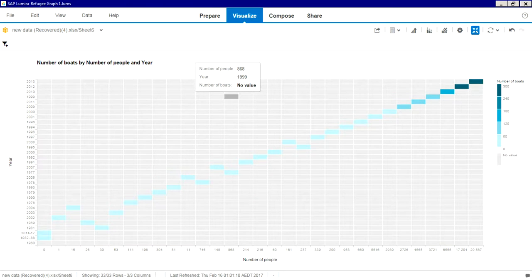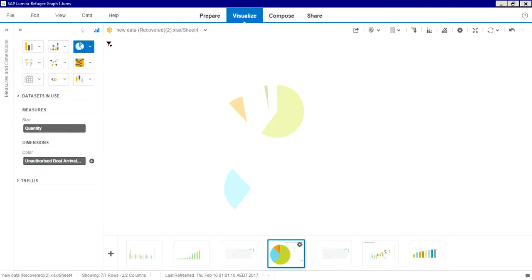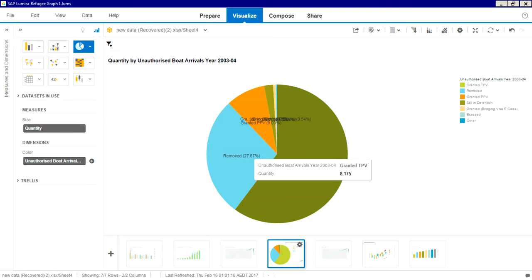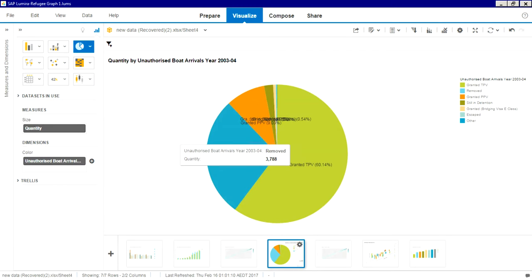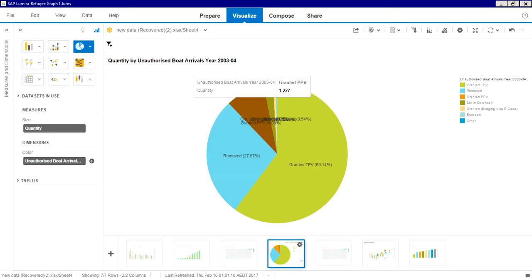Now I will explain another graph, a pie chart of the refugees who came, how many are still living and how they are working. This graph represents 8,175 people who got a temporary protection visa, for the years 2003 and 2004. 3,788 people were removed from Australia, 1,227 unauthorized boat arrivals got a permanent protection visa, 281 are still in detention, and 74 got a bridging visa.